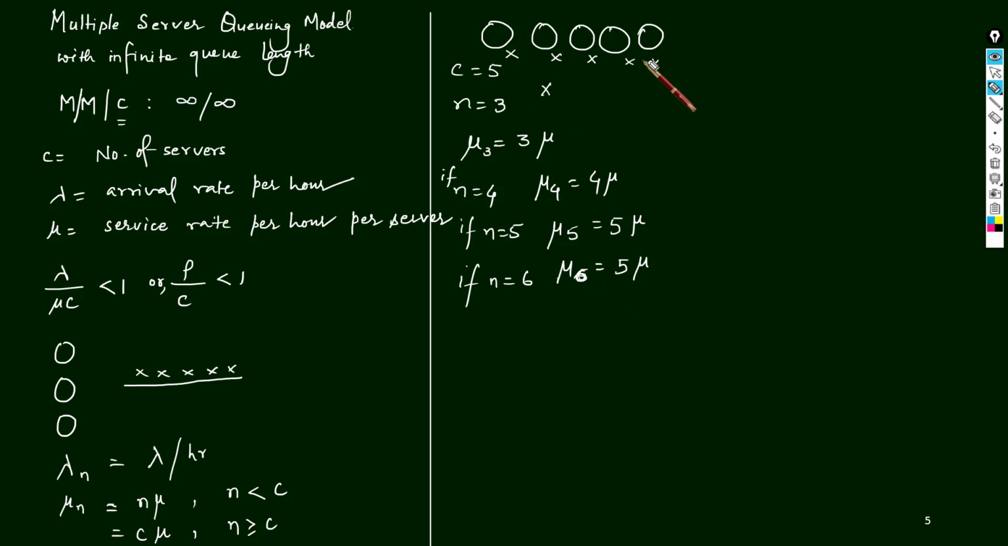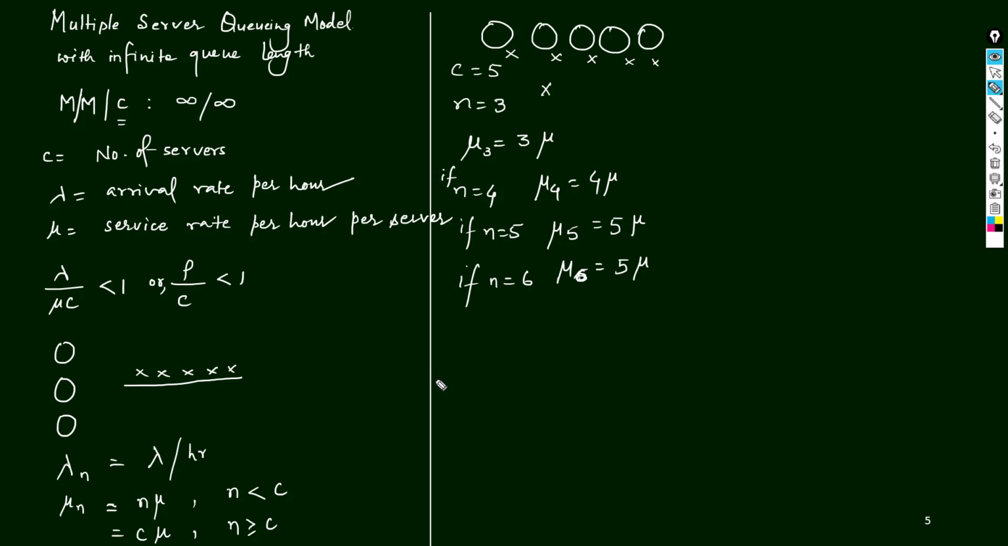Why? Because 5 servers are busy. Each server has service rate mu, so 5 servers give 5 mu. Whether n is equal to 6, 7, 8, 9, 10, whatever it is, if n is greater than or equal to c, then the service rate will become c into mu. But when n is less than c, the service rate will be n into mu. Clear?